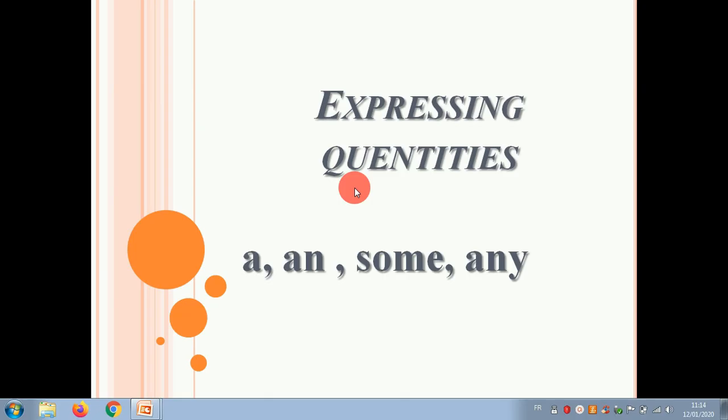درس اليوم راح نمشوا فيه خطوة بخطوة حتى نوصلوا للقاعدة الأخيرة اللي راح تعلمنا how to express quantities، كيفاش نعبروا على الكمية باللغة الإنجليزية. To express quantities we use a, an, some or any. Okay. نبدأ بالخطوة الأولى. First step.